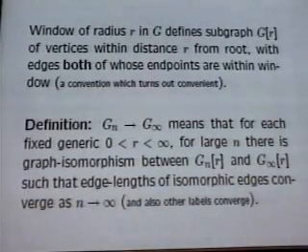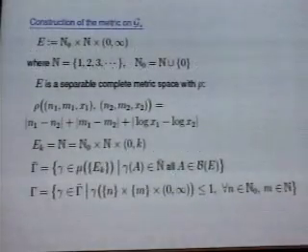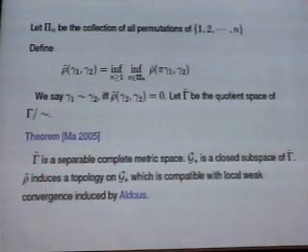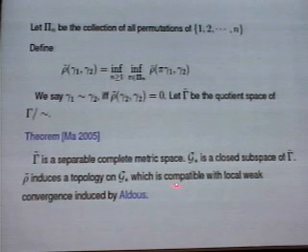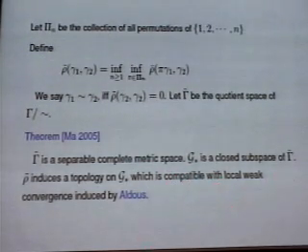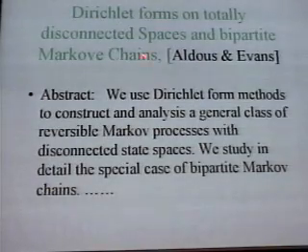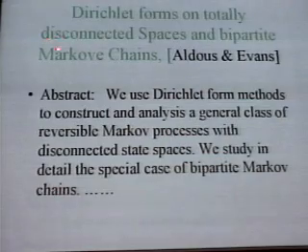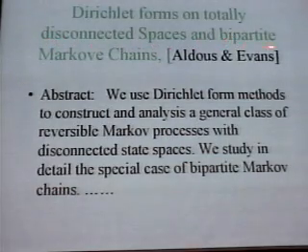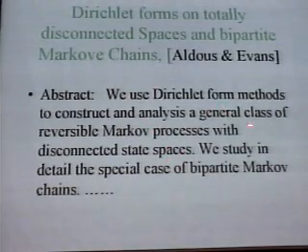Of course, he then defined the so-called local weak convergence, and he said this metric is compatible with his local weak convergence. Recently, we found that our configuration space metric can be used to construct such a complete metric space, and in this case we recapture Aldous's metric on rooted geometric graphs. Aldous and others used Dirichlet forms to prove the existence of Markov processes on totally disconnected spaces, and even on the bipartite Markov chain. They properly use the theory of Dirichlet forms to construct such processes.